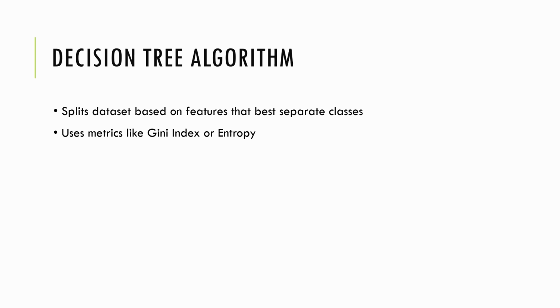A decision tree works by splitting the data into subsets based on feature values that best separate the classes. To decide how to split the data, we use metrics like Gini index or entropy, which help determine the quality of the splits. The tree grows until all the data points are classified, and we can prune it to avoid overfitting.